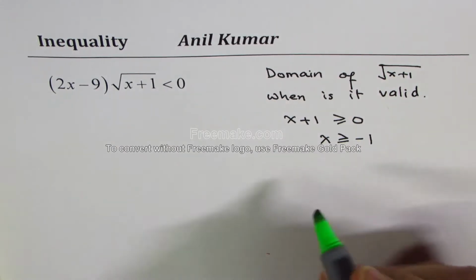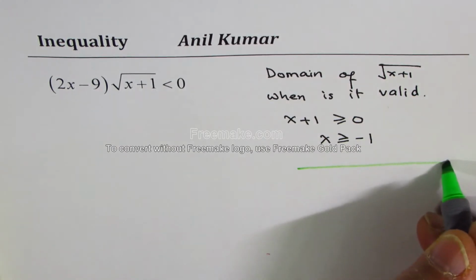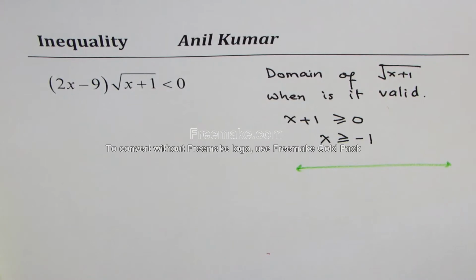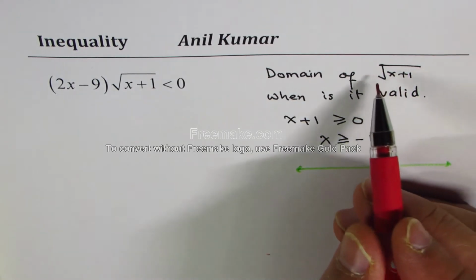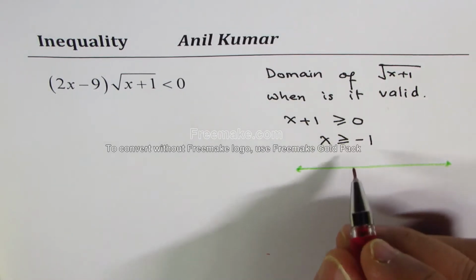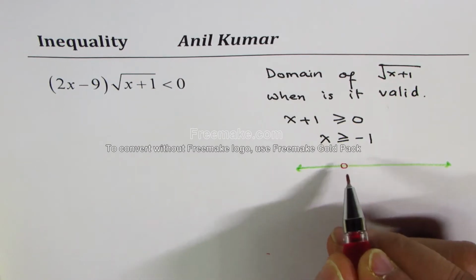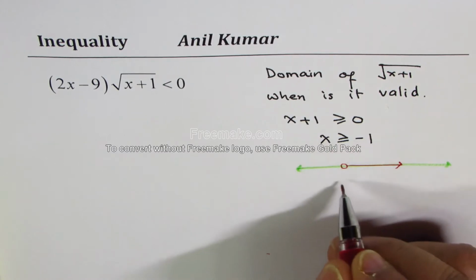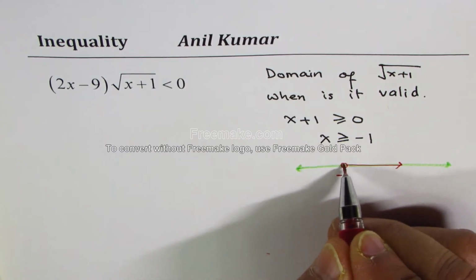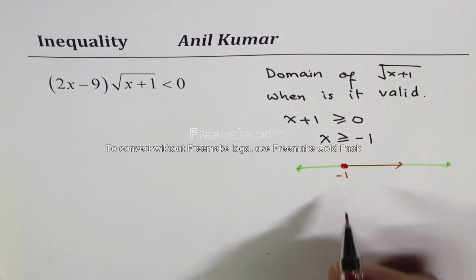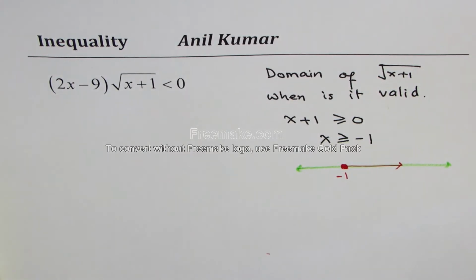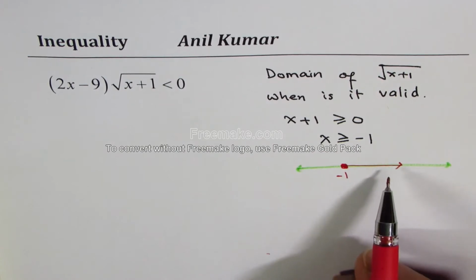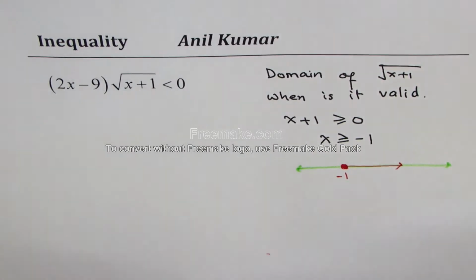So on a number line, for example, this function square root of x plus 1 has valid values only if x values are greater than or equal to minus 1. Do you see that? Equal to means we fill up this point. It could have minus 1 also. At minus 1 it is 0. So these are valid values for us to write the answer, you can say in short, correct?